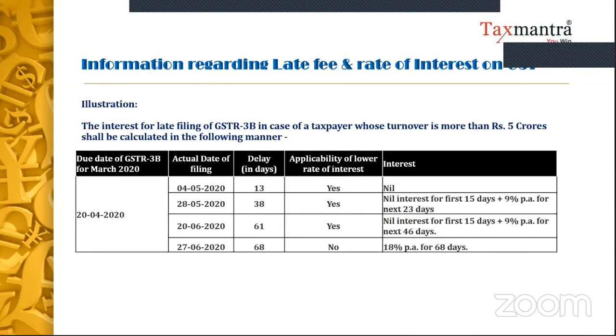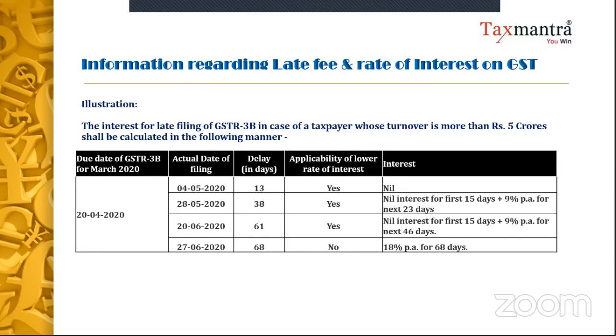There is an illustration. We can see there are four categories. Let's assume that such a taxpayer is liable to file the GST return for the month of March, whose due date would be the 28th of April.